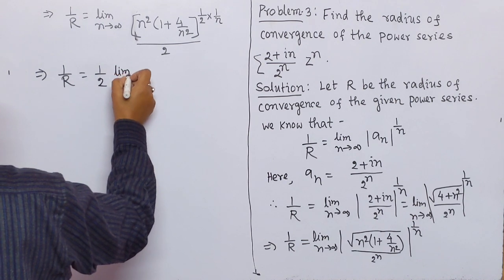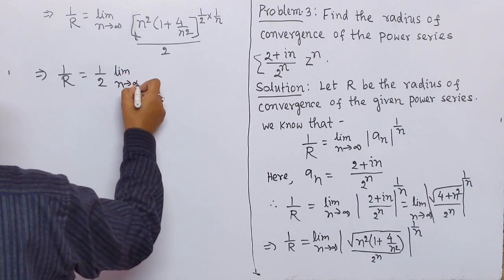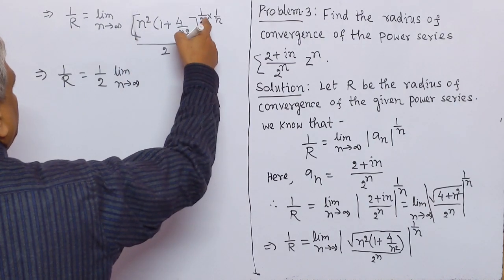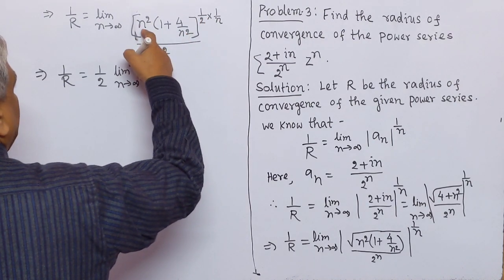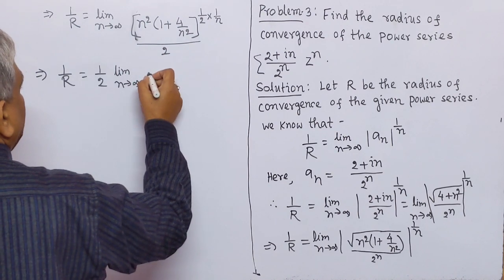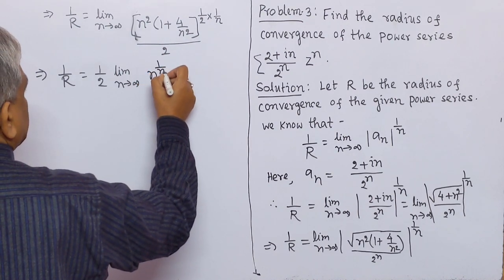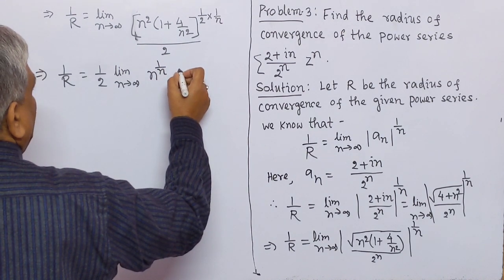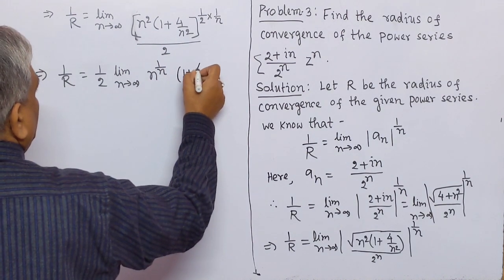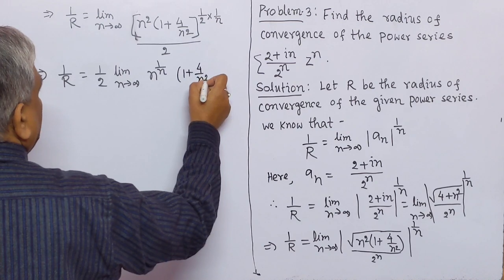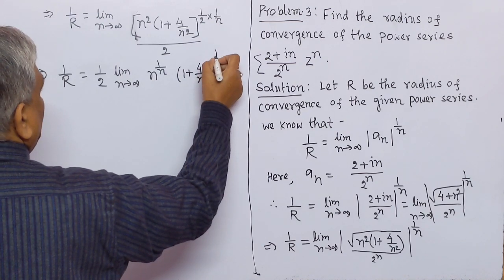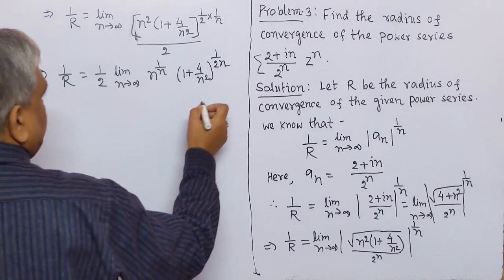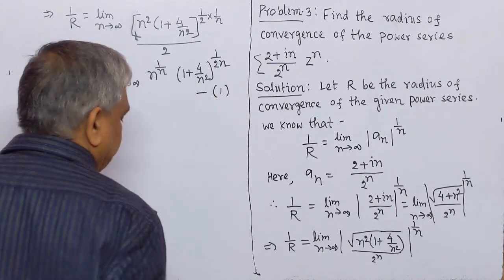limit n tends to infinity. Here n square to the power half means n, to the power 1 by n. Here (1 plus 4 by n square) to the power 1 by 2n. Let this is number 1.